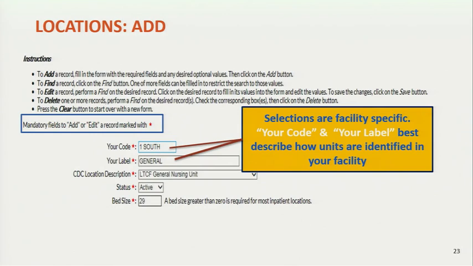You must complete all of the data fields that are indicated by the red asterisk. So your code and your label are free text that allow you to describe this location within your facility. So in other words, how is this unit identified by the staff in your facility? So you can see the example, 1 South, and it's a general nursing unit.